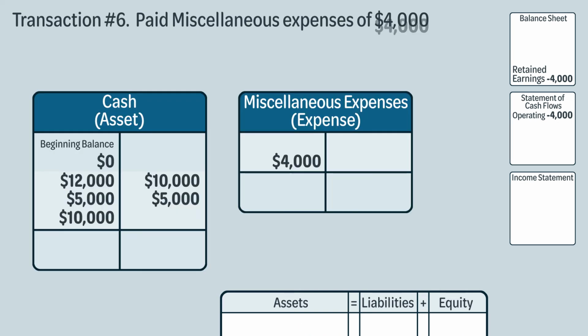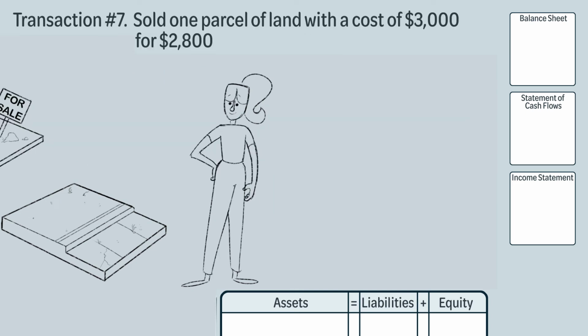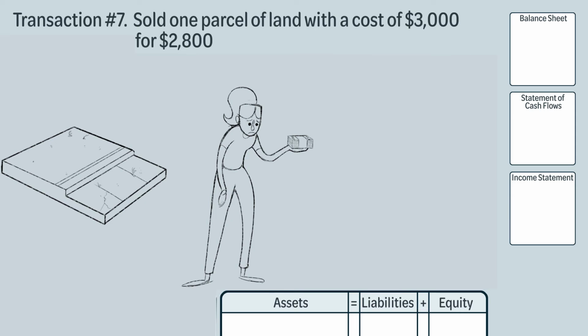After recording this transaction, we have an ending balance in cash of $8,000 and a $4,000 balance in miscellaneous expenses. Let's assume that we decide to sell one of the parcels of land whose original cost was $3,000. Unfortunately, we were only able to sell the parcel of land for $2,800.